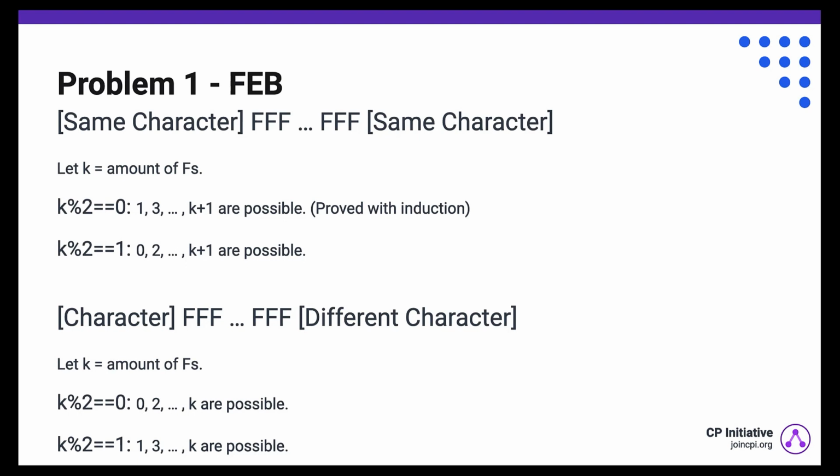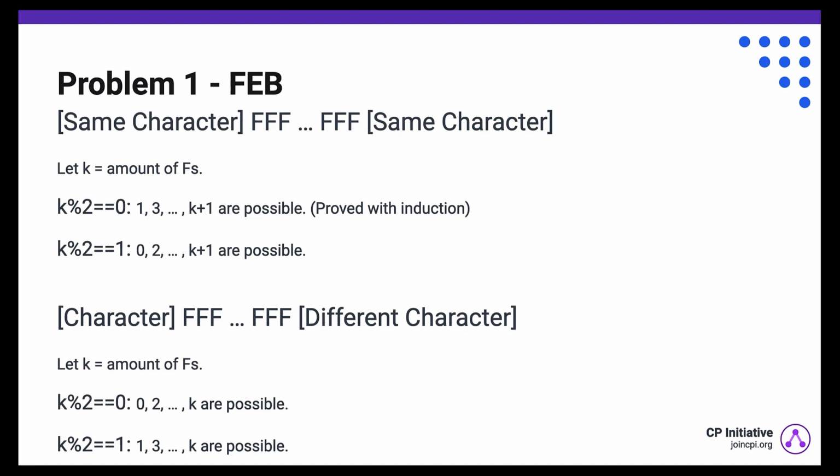And then on paper, we see that if we have K Fs and if K is even, then 1, 3, all the way to K plus 1 are possible. And if K is odd, then we have 0, 2, all the way to K plus 1. And we can just do this by observation. But if you wanted to prove this, then it's really easy with induction.